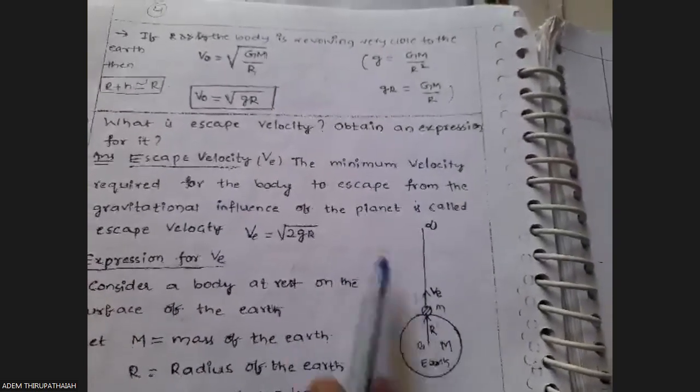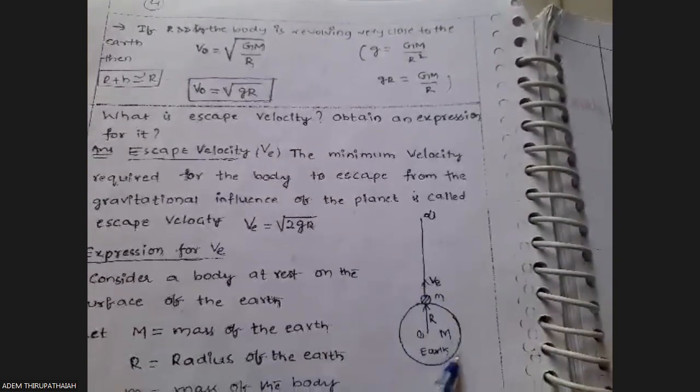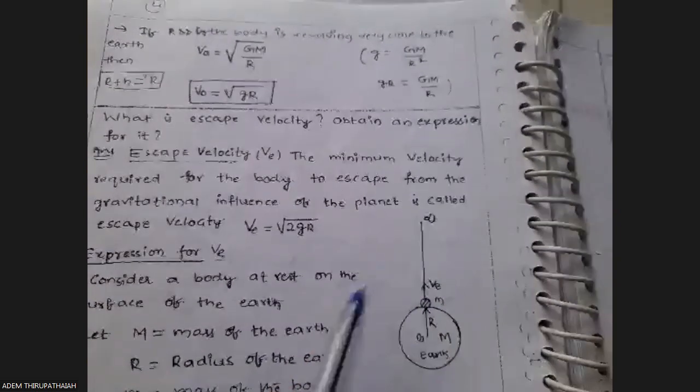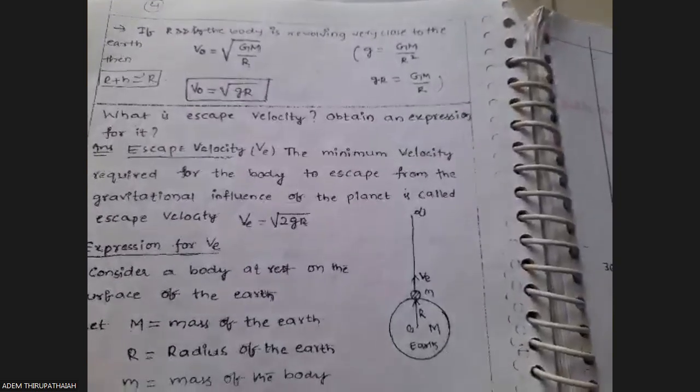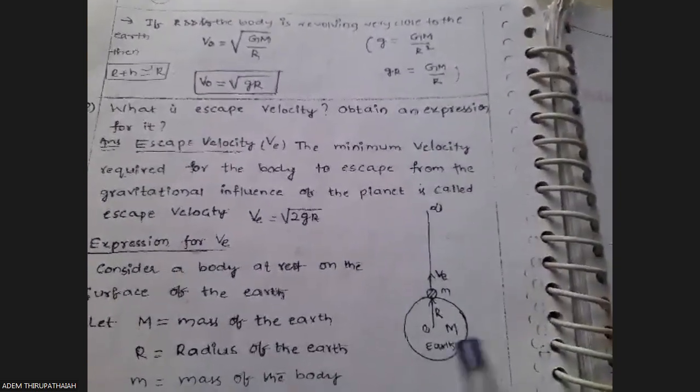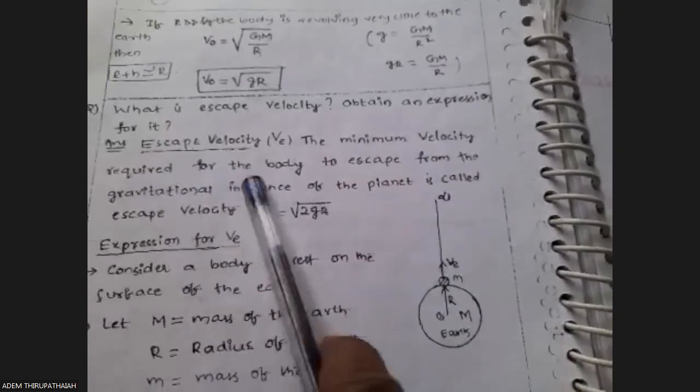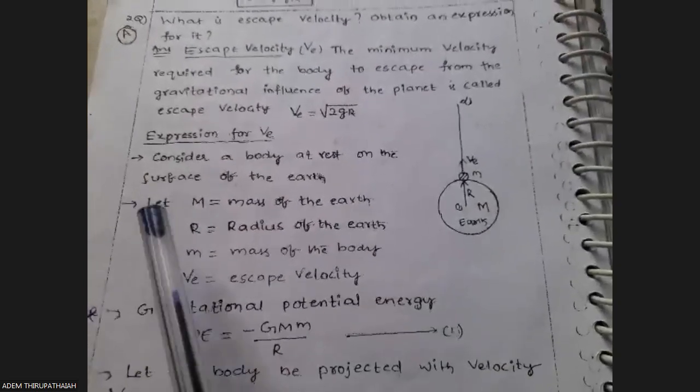Once again, the minimum velocity required for an object to escape from the gravitational influence. For example, when we throw a body upward it comes back down. Instead, it should go away upward. So the minimum velocity required for an object to escape from the gravitational influence of the planet is called escape velocity. Expression for the v.